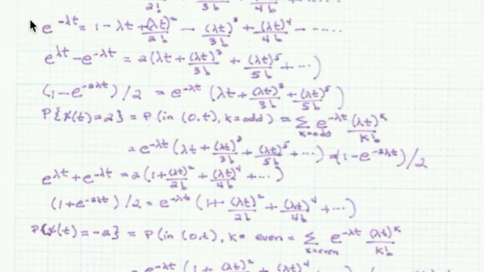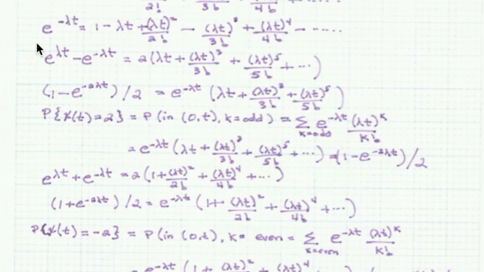We start out, as has been done on several other occasions, defining e to the lambda t, equal to the Taylor expansion of 1 plus lambda t plus the quantity lambda t over 2 factorial plus the quantity lambda t raised to the 3rd power over 3 factorial, plus the quantity lambda t raised to the 4th power over 4 factorial.